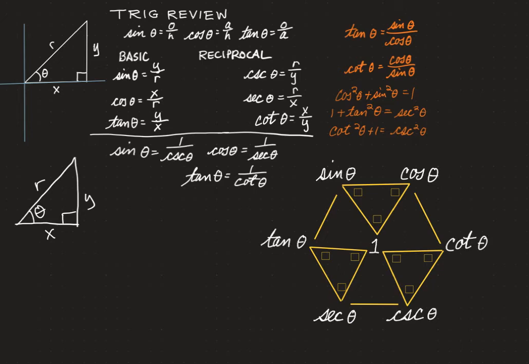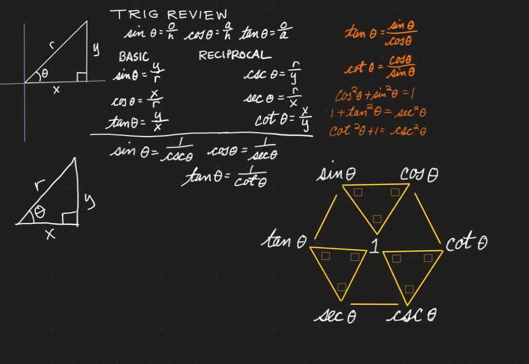If you examine how this hexagon is set up, you can see that a trigonometric function is exactly opposite its reciprocal. So sine of theta equals 1 over the cosecant of theta, or the cosecant of theta equals 1 over the sine of theta. Likewise for the cosine of theta and the secant of theta, the reciprocals are on opposite sides of the hexagon as they are for the tangent of theta and the cotangent of theta. You read across the hexagon to find the reciprocal of a trigonometric ratio.